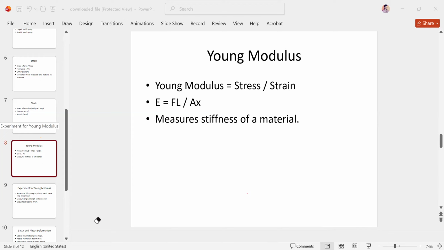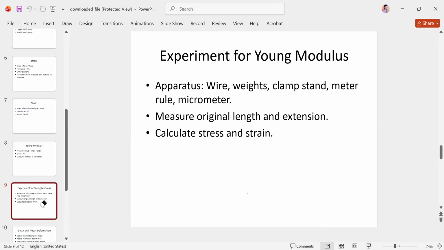Now, experimentally understand what the meaning of Young modulus is. We need these apparatus: wire, weight, clamp stand, meter roll, or micrometer. Second, measure original length and extension. Calculate the stress and strain, means stress divided by strain.